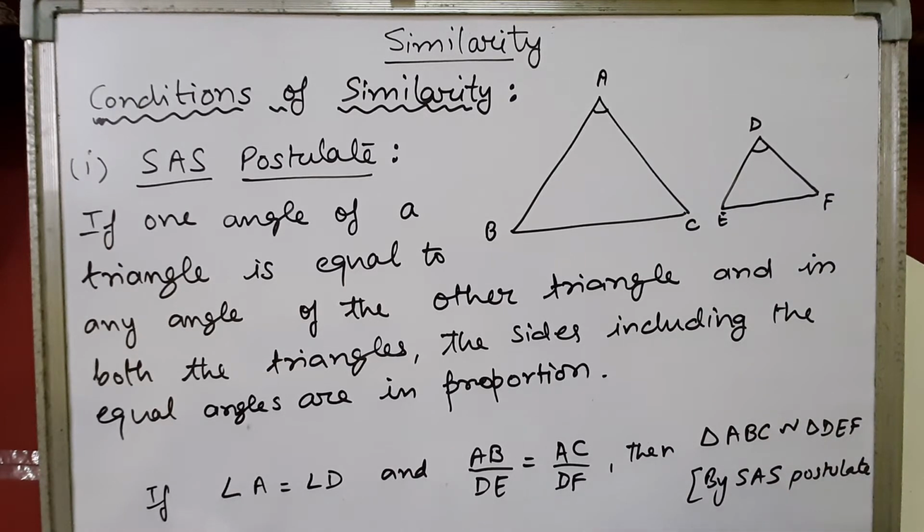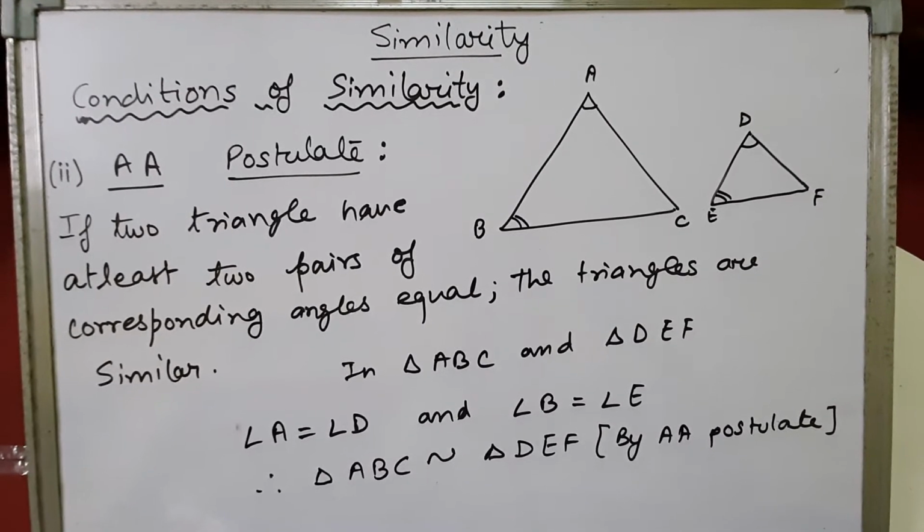Which is mentioned here. So when the ratio of the two corresponding sides which are forming the equal angle are equal and the angles are also equal, then we say that the triangles are similar by the SAS postulate. Alright, please note down. Okay, children, let's see the other condition.